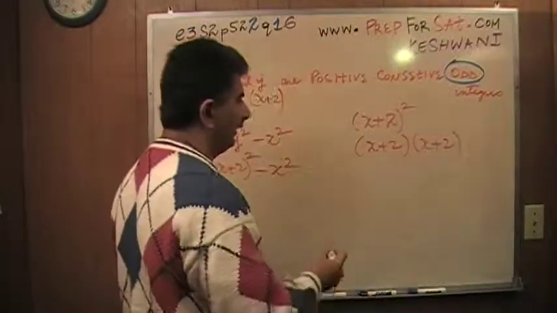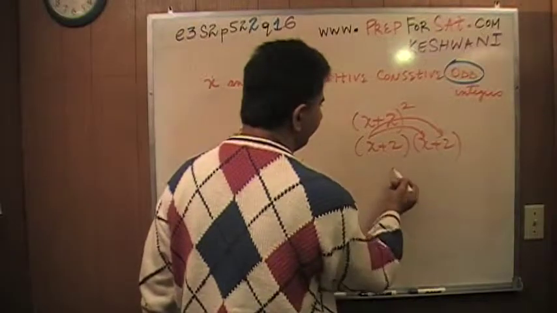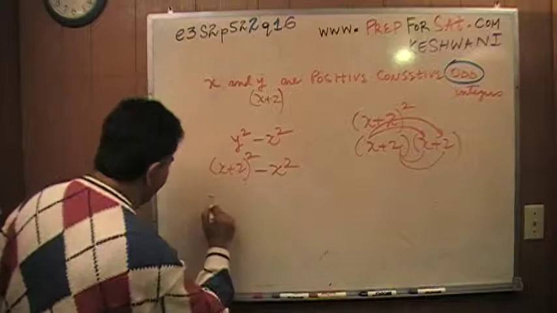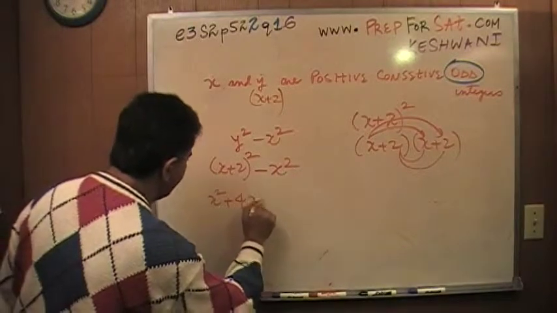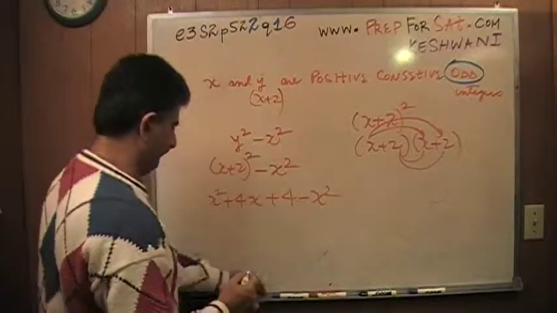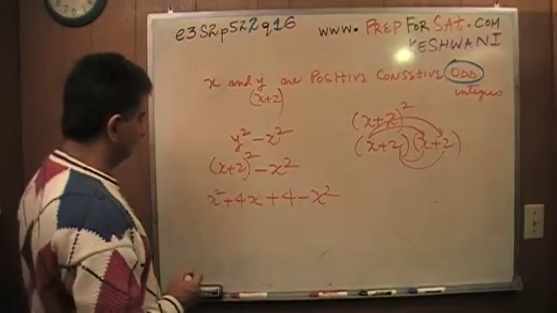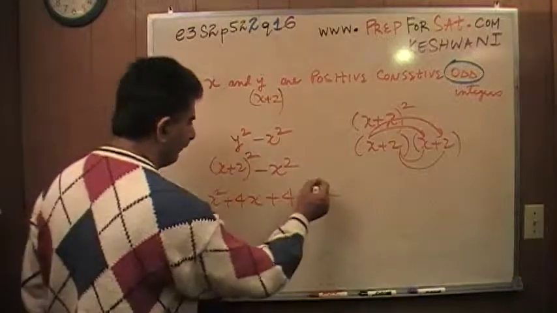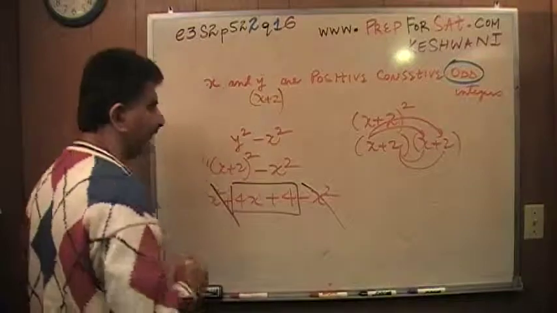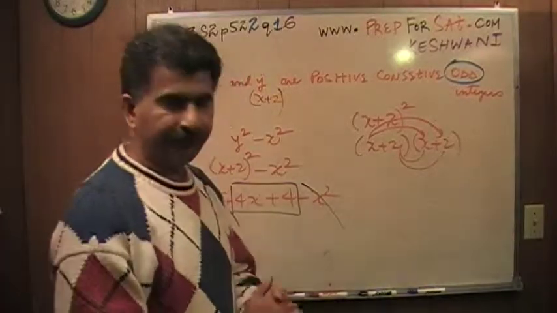Foil it, and you will see that it equals x squared. And then I get a 2x here. Then another 2x, that's 4x, and then 4. x squared plus 4x plus 4 minus x squared. You see? Well, what happens to x squared? They cancel out. And what am I left with? Et voila. 4x plus 4, same as the last time, the answer choice.